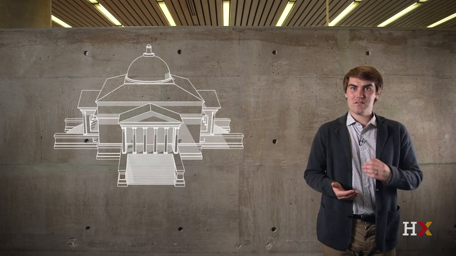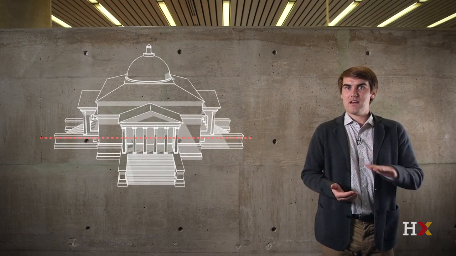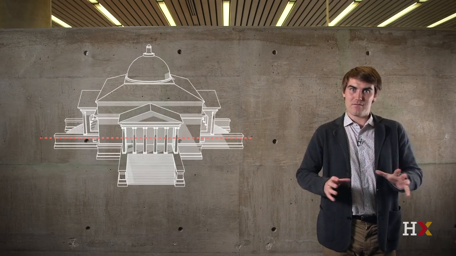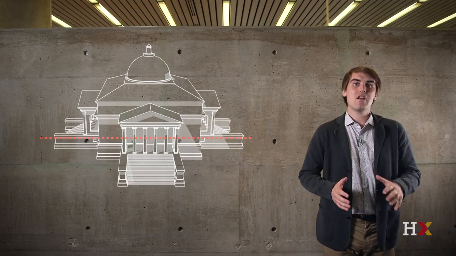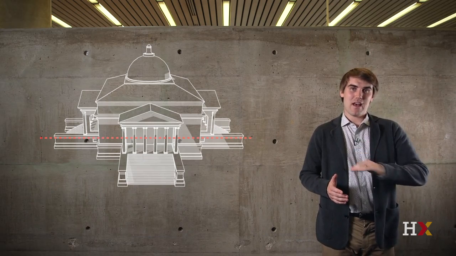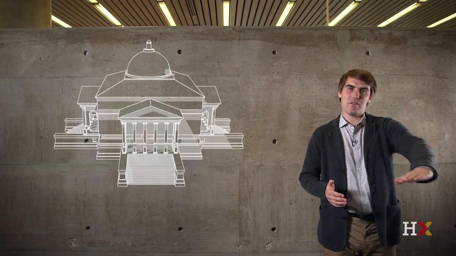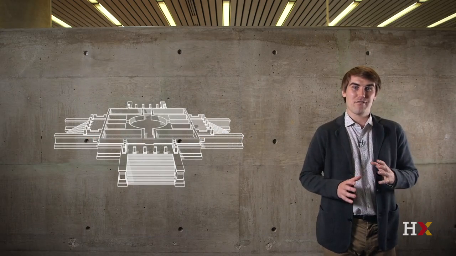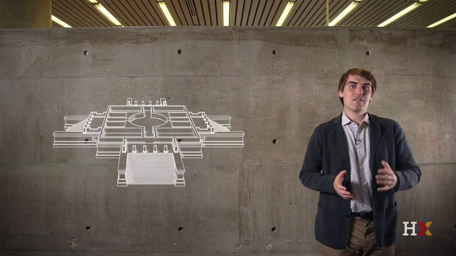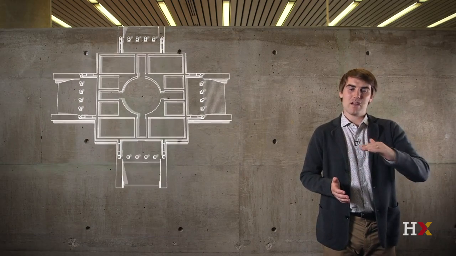Now the plan is a horizontal cut through the building that lets us see how the different rooms and spaces are arranged. In general, when you make the plan cut, it's almost like you're slicing through the building at 1.20 meters, or around 4 feet above the floor. So we're not quite at the level of the floor, we're a little bit higher.